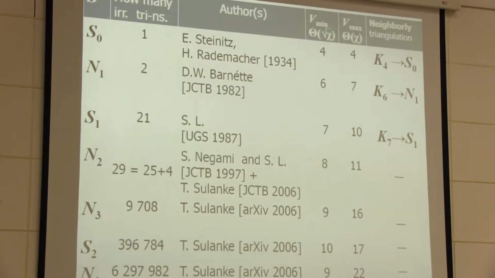Okay, and Sulanke didn't stop at the Klein bottle. He wrote a very efficient algorithm finding all irreducible combinatorial types of triangulation of any closed surface. He wrote a computer program, and he found all the irreducible triangulations of N3, the sphere with 3 crosscuts, S2, the double torus, and N4. And you see the second column is the number of those irreducible triangulations, and you see how that number grows very rapidly.